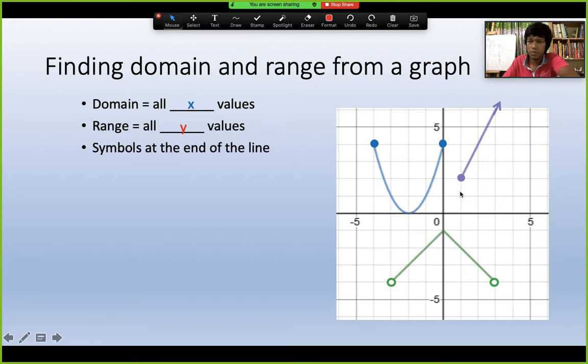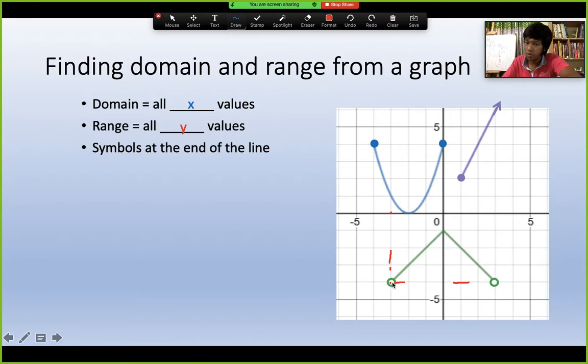Suppose a graph is given here. What is the domain and range? Domain means, for the given graph, what are the values of x? X is from where to where, that is the domain. Y is from where to where in the graph, that is the range. Now look, if you look at this graph, x is from here to here. This is the x value. So from -3 to +3 is the domain of this graph.